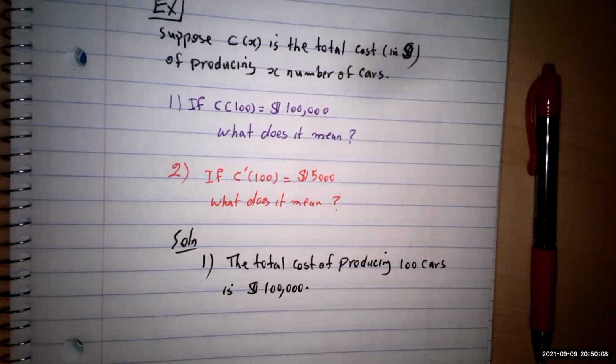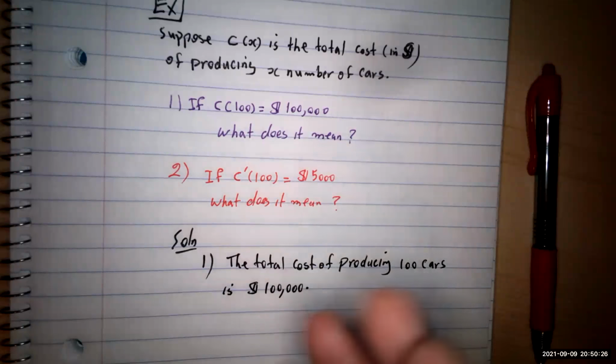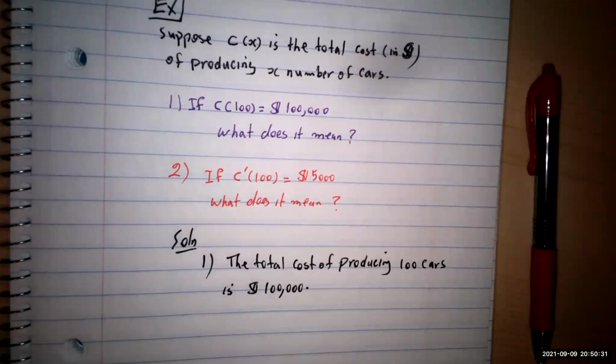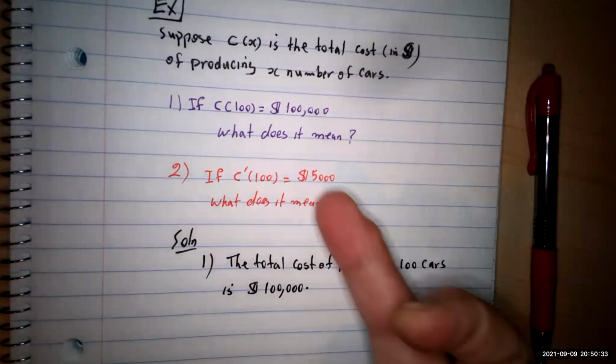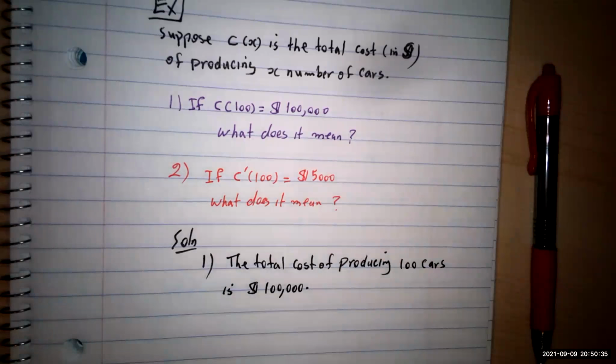Which car is that one? You said additional car. Which car is it? The 100th one. That's it, yes, the 101st car. Very good. You see, this means from now on, if you want to continue, unless something else has happened, because this is positive, this means your cost would be increased. Your cost would be increased by the rate of $5,000 per car.